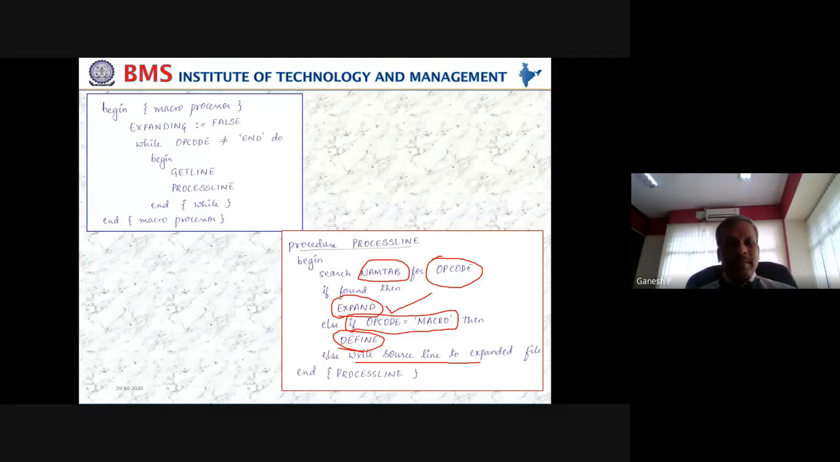So we have started with the overall idea behind the macro processor algorithm. Initially, we have made expanding as false. Then we have got each line and we are trying to process. First line we have processed. If it is a macro call, we have treated them as expansion. If it is not a macro call, then it should be macro definition. We have stored them into the name table through the define process. So this will continue further in the next class. Okay. So with this, I'll wind up for the day.